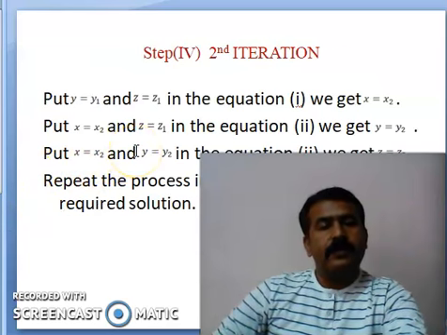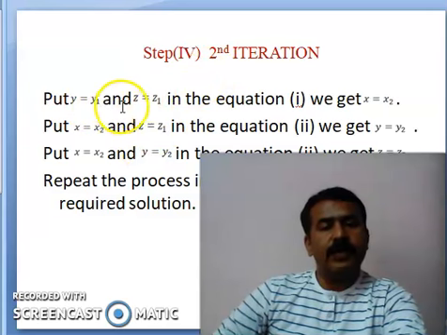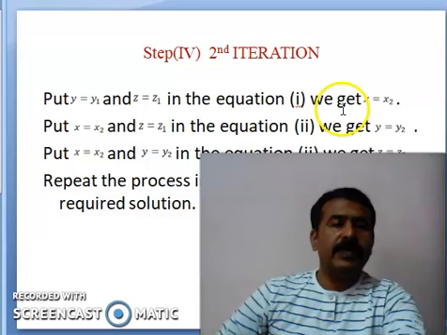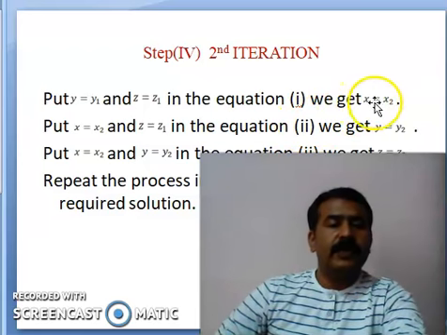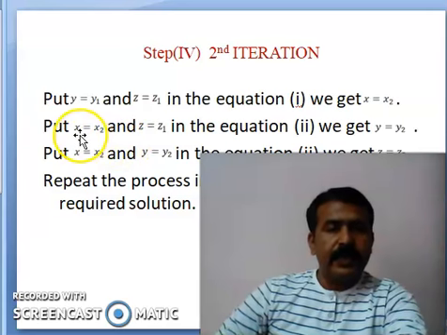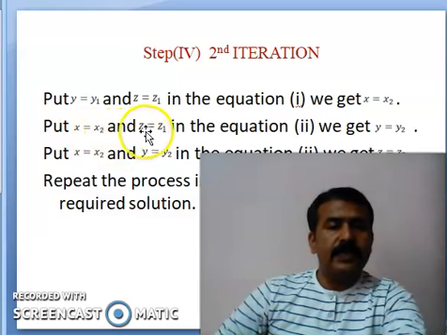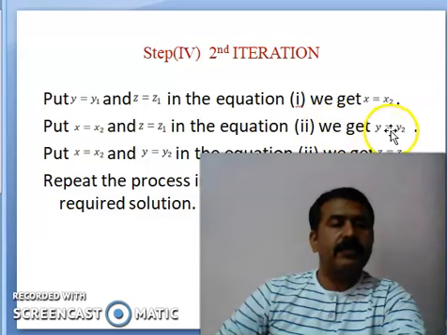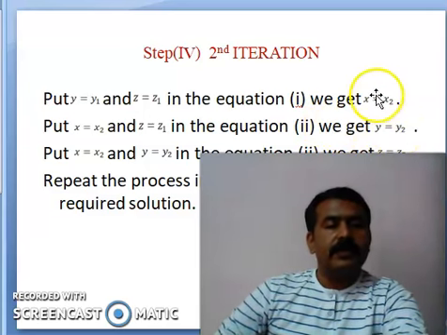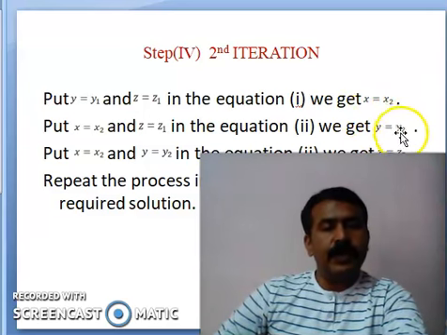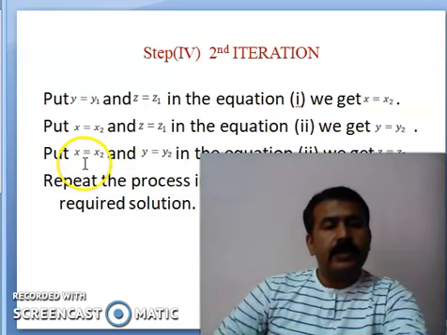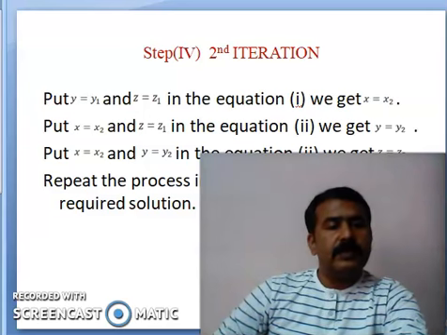Now for the second iteration, put y equal to y1 and z equal to z1 in equation 1, we get x equal to x2. This is the second iteration format. Now we already have x equal to x2, so in the next step, put x equal to x2 and z equal to z1 in the second equation, we get y equal to y2. We have x equal to x2 and y equal to y2, so put these two values in equation third. This is equation third, not equation 2. We get z equal to z2.